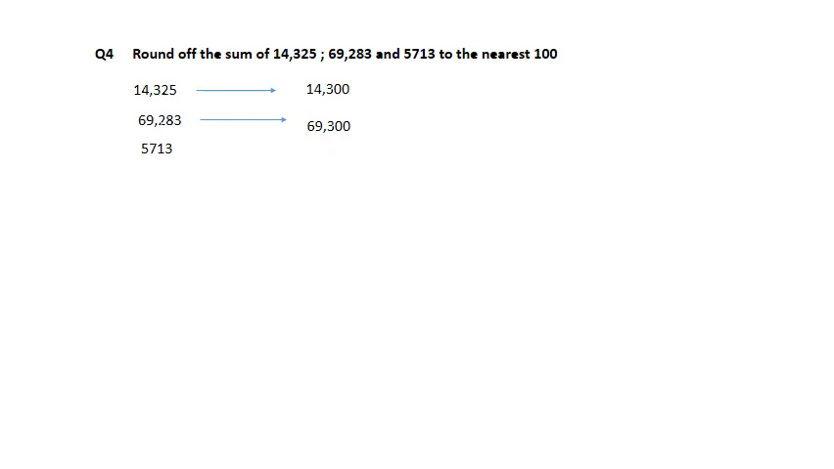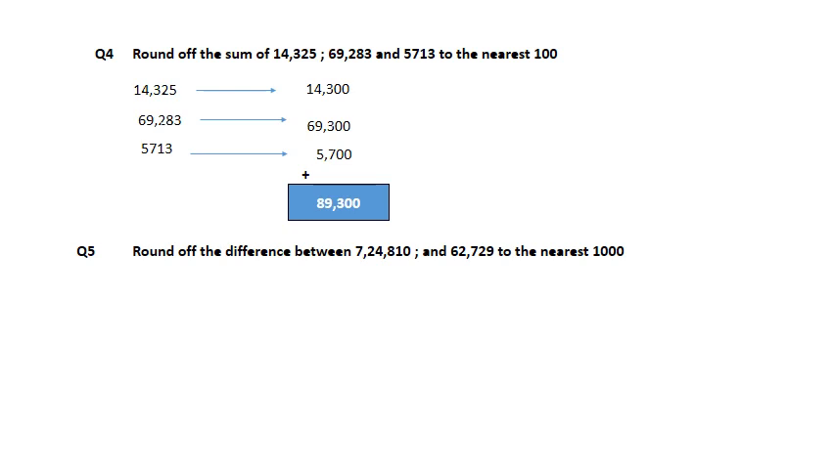Next is 5,730. We are going to look at the tens place. The tens place is less than 5 here. So we are going to keep this 7 as it is and the remaining 0. So your answer is 5,700. Now we are going to do the sum. Sum means we are going to add, and when we add, your answer is 89,300.